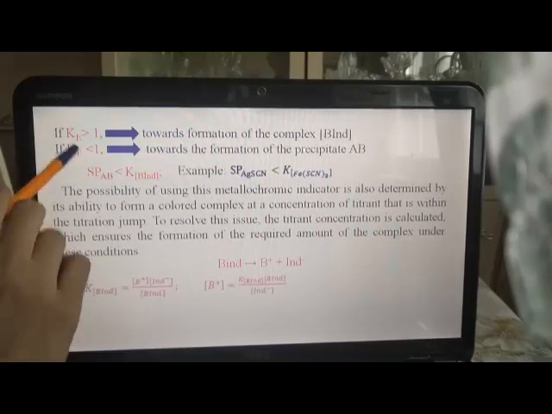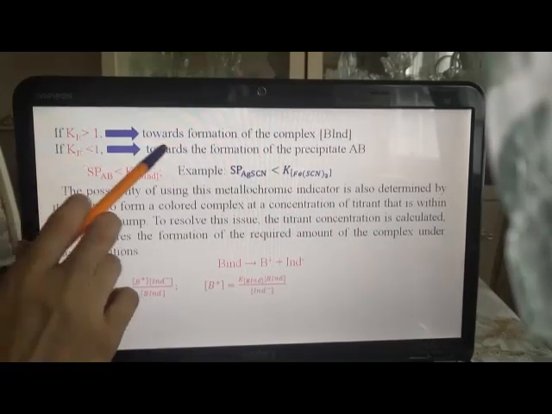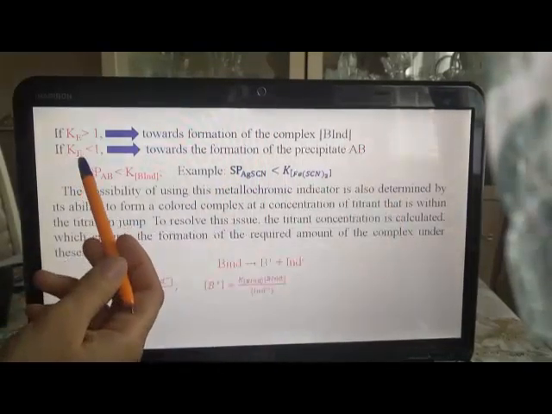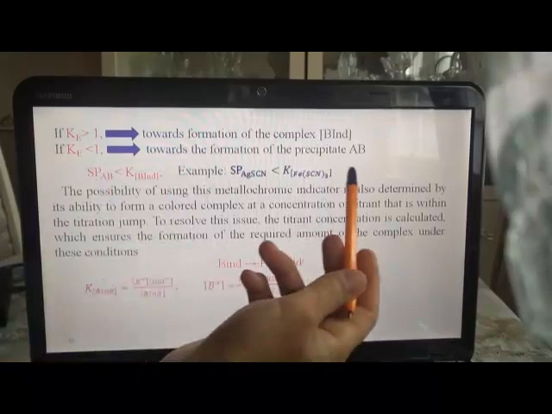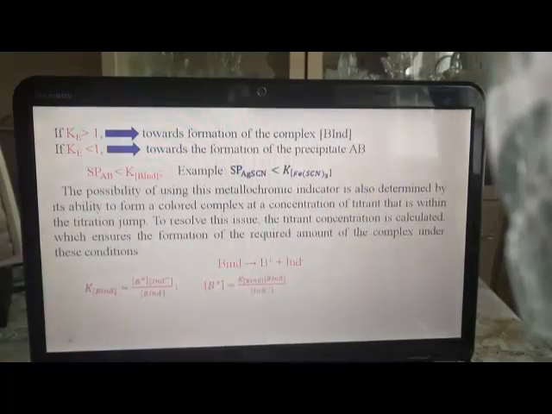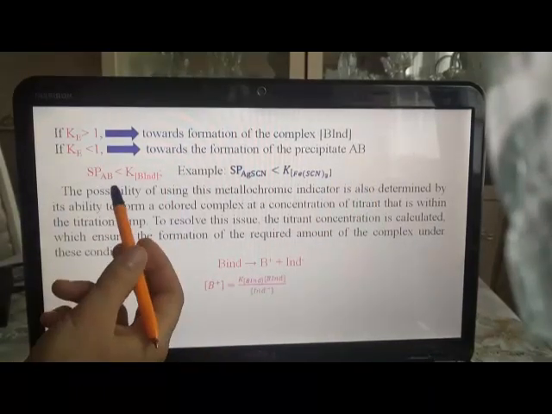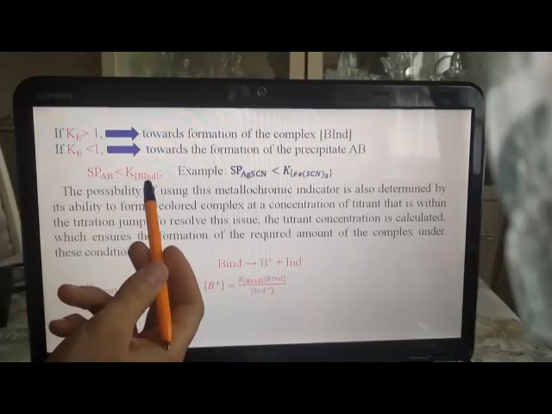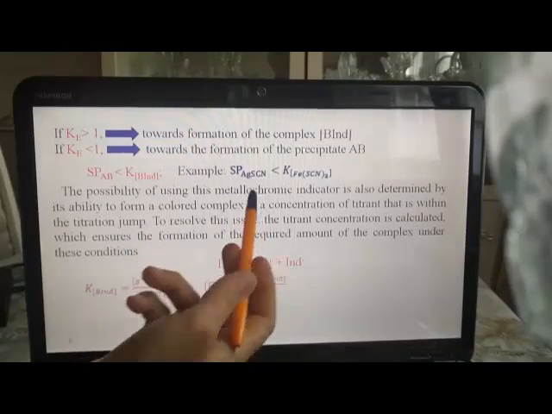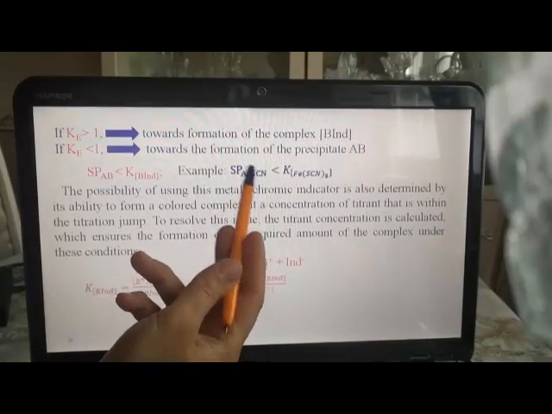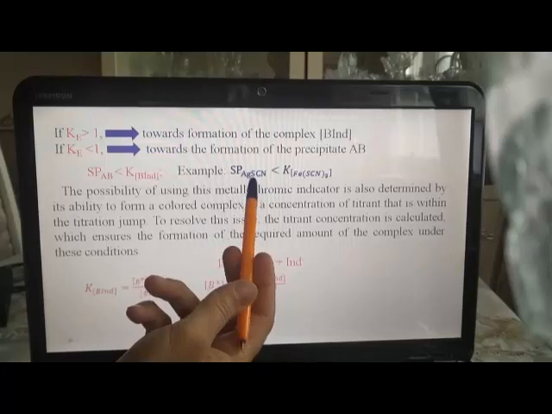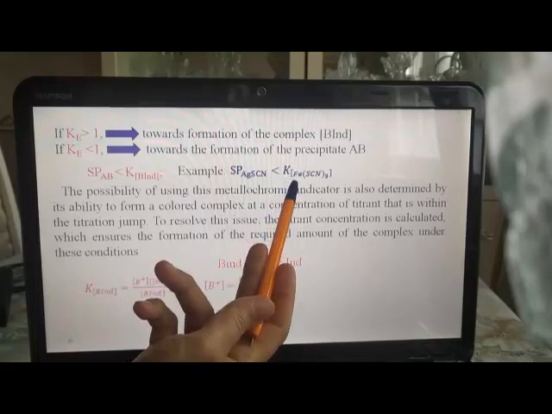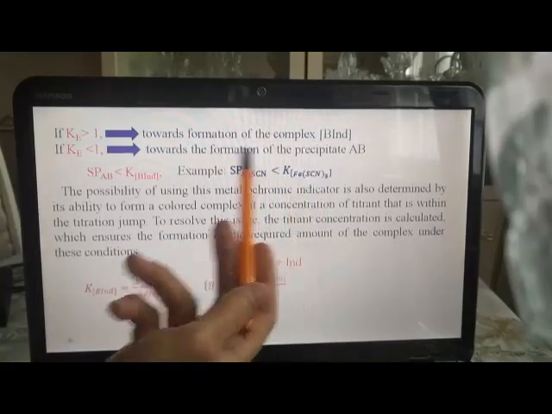If the equilibrium constant is more than 1, the reaction goes towards formation of the complex. If the equilibrium constant is less than 1, it goes towards the formation of the precipitate AB. The solubility product of the substance AB is less than the constant of the B indicator. For example, the solubility product of the precipitate silver rhodanide is less than the equilibrium constant of the indicator formed.